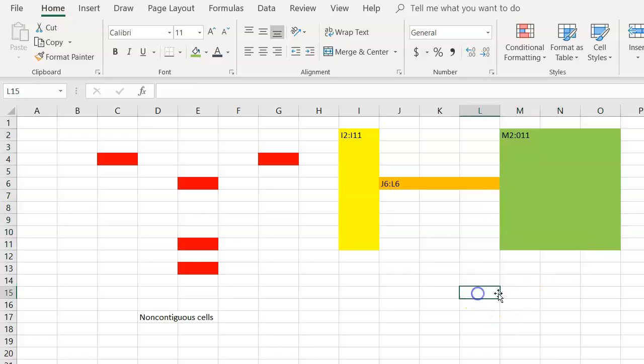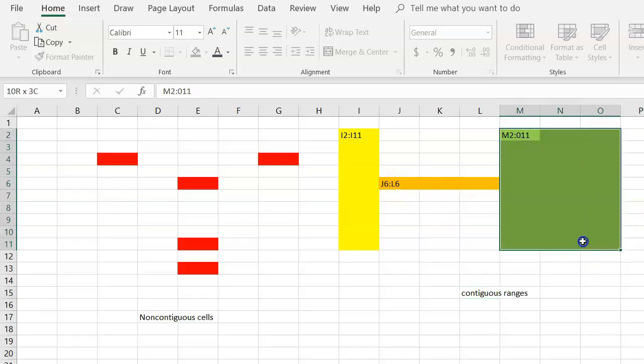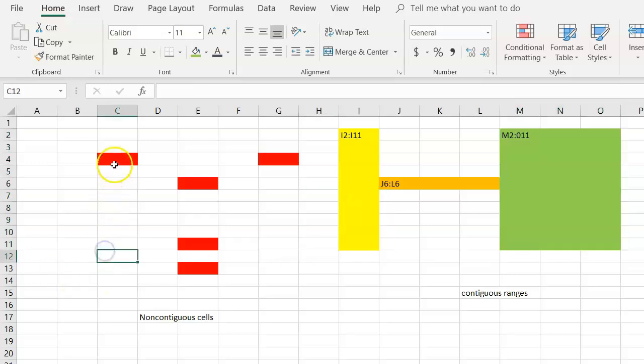These are called contiguous ranges, and this is because they are continual, and these are the non-contiguous ranges of cells or contiguous ranges of cells that you would get into at a more advanced level. This is a quick video on cell ranges in Microsoft Excel.